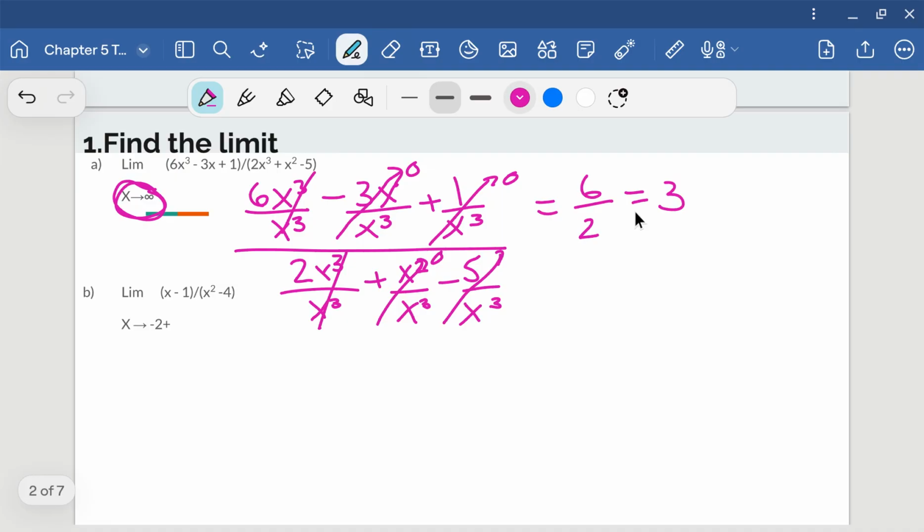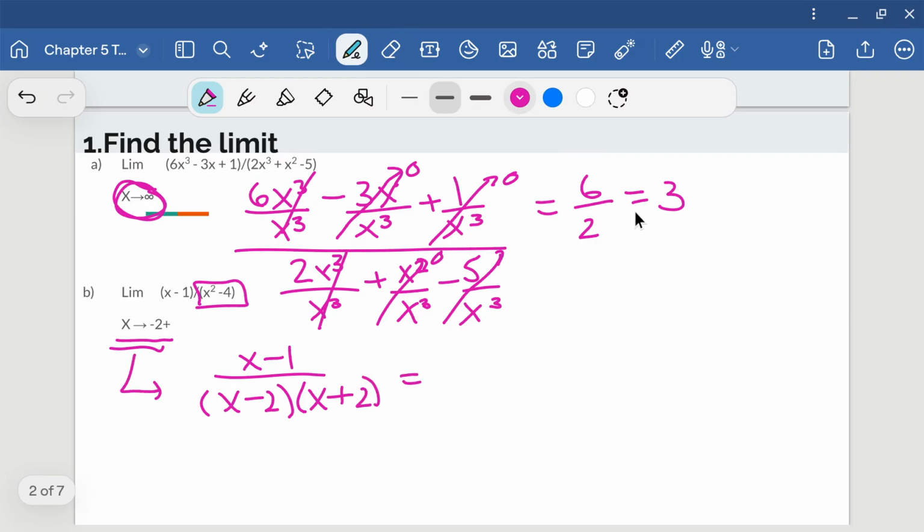Now in the second one, it's a little bit more work. We're looking as our limit goes towards a number. So we have x minus 1 over x squared minus 4. But we want to recognize that that is a difference of squares. So we'll split that up or factor it into x minus 2 times x plus 2. Now, if we did plug in our limit, in the numerator, if you plug in negative 2, even if we're approaching from the right, the numerator will still be negative.